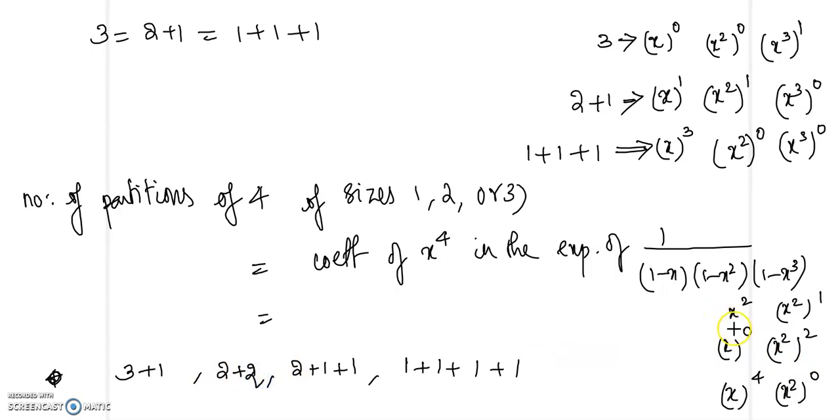Sorry, 2 plus 2. So okay, x cube will come as a term. Then x power 1 and x cube power 1. So these are the 4 terms. So the coefficient of x raised to 4 will be equal to 4 inside this product. So the number of partitions of 4 where the parts are of size 1, 2 or 3 will be equal to 4. So that's how we obtain the number of partitions.